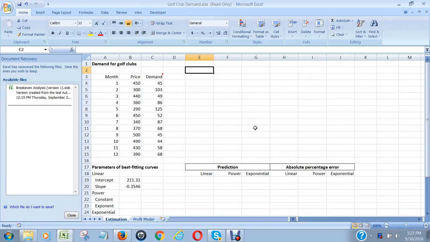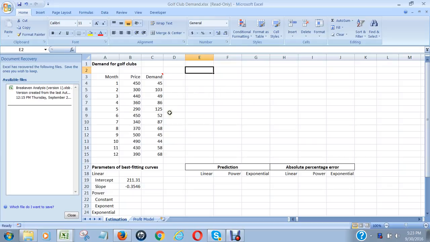Okay, in this example, what I'm going to do is show you how to get through this demand for golf clubs problem. This is explained completely in the book, roughly around page 50 and above, 48, 50, around in that area. So if you had read this, then you should be able to understand it, but I'm going to try to help you anyway.